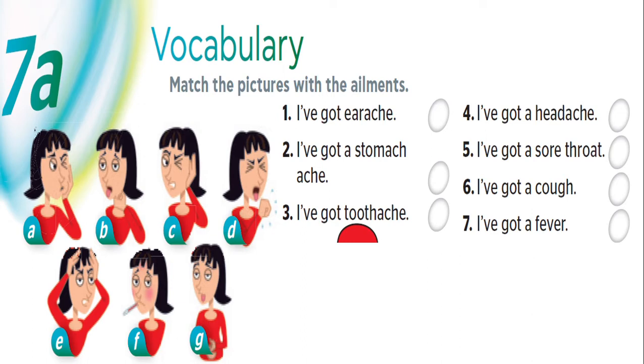Back again. Which one? Excellent, C. I've got a stomach ache. Excellent, I've got a toothache. This one is A. I've got a headache. Excellent, E. I've got a sore throat. This one is B. I've got a cough. Excellent. And I've got a fever. The last one is F. Well done.